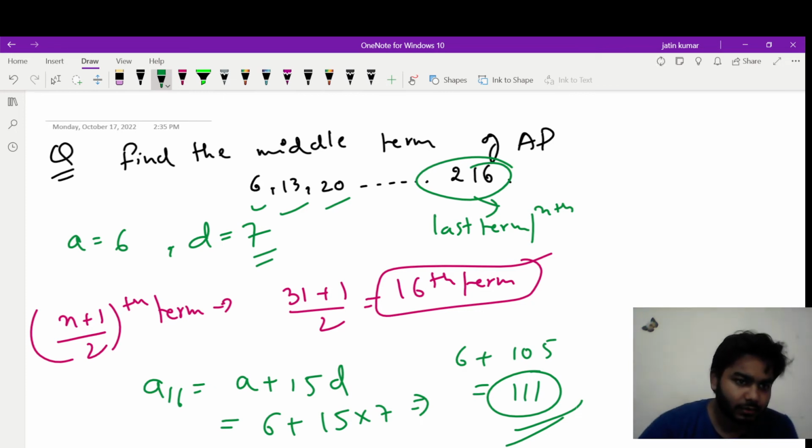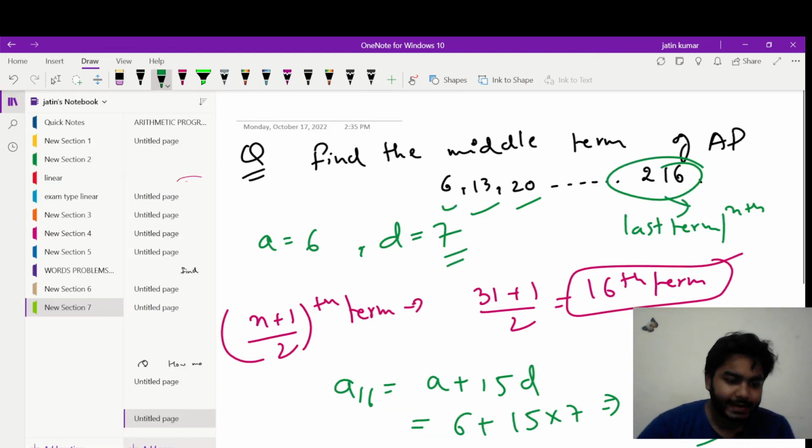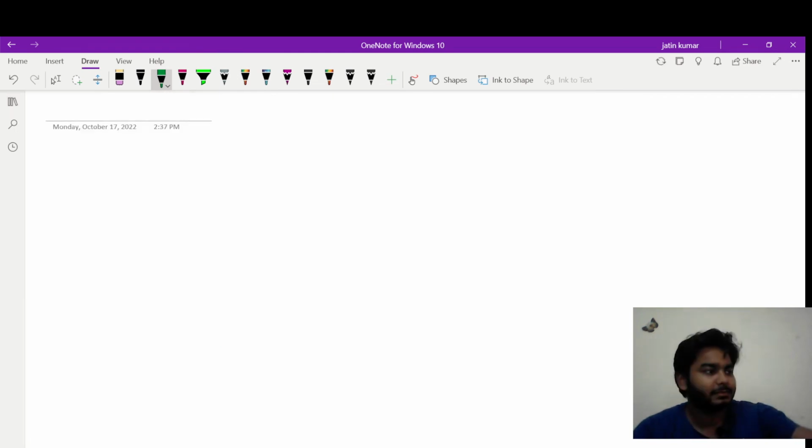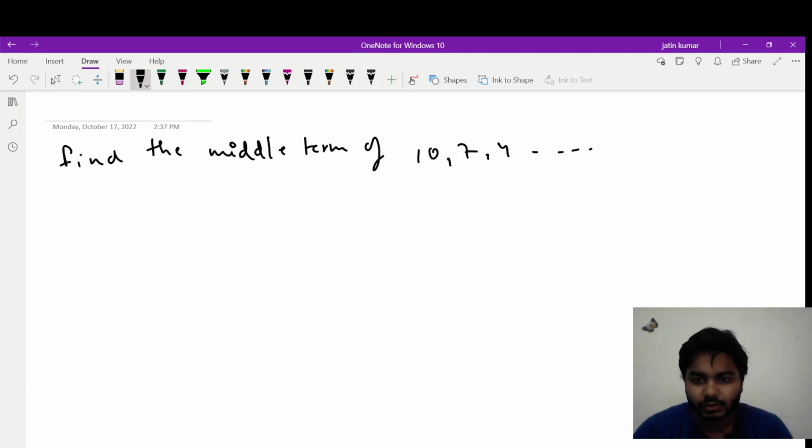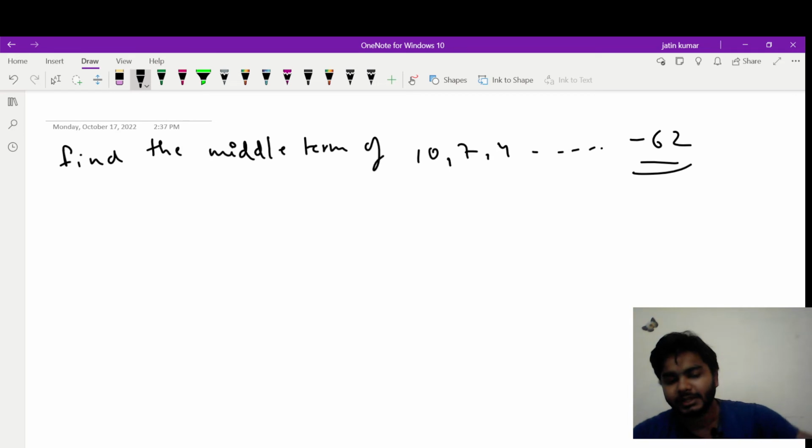I hope you have got the idea. Next, when n will be even, do I have any question? Okay, a similar question we will do. Find the middle term of 10, 7, 4 dot dot dot till minus 62. You need to find the middle term.